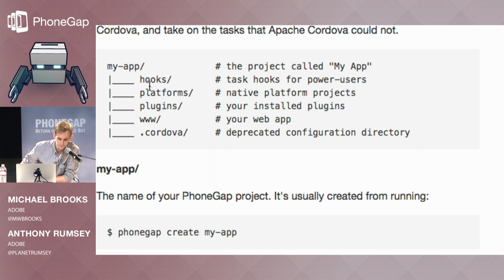And hooks is kind of like, you can think of it as tasks if you're familiar with Grunt or maybe Make or something like that. It's inspired by Git hooks, and you can tie into almost any command that the command line tool uses. So if you run phonegap build android, there is a before build and after build hook, and you can dump any executable script into that directory, and those hooks will be fired before the build or after the build.